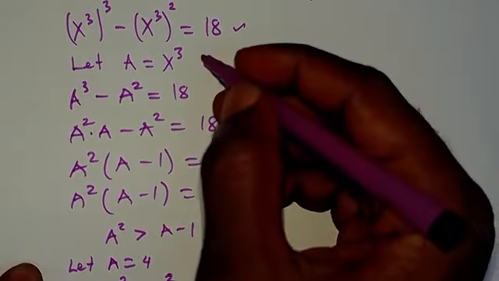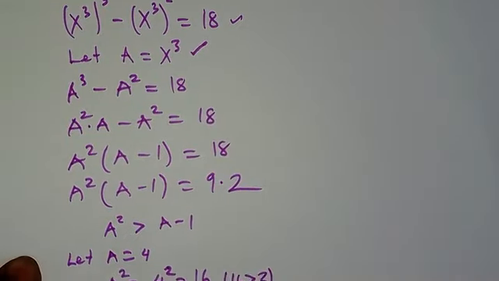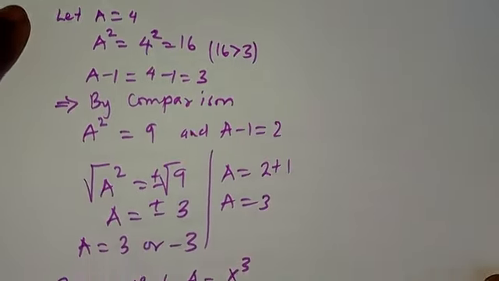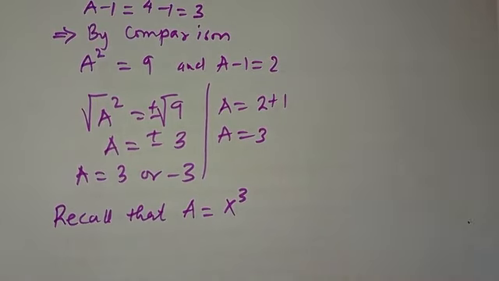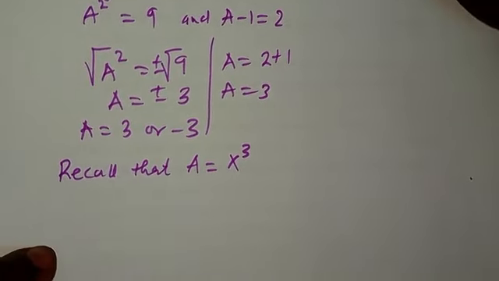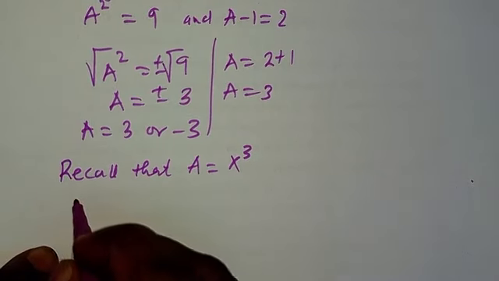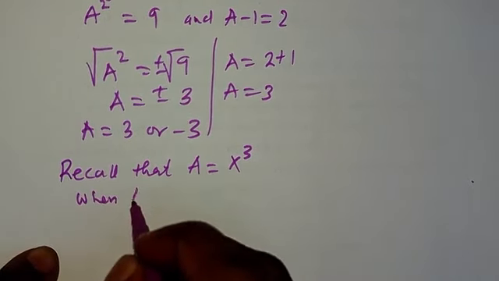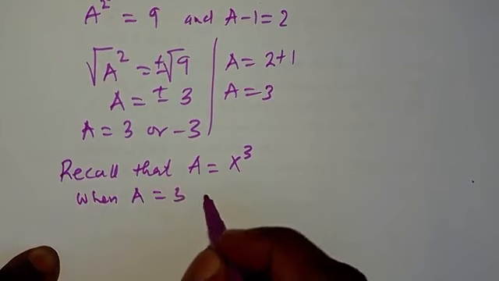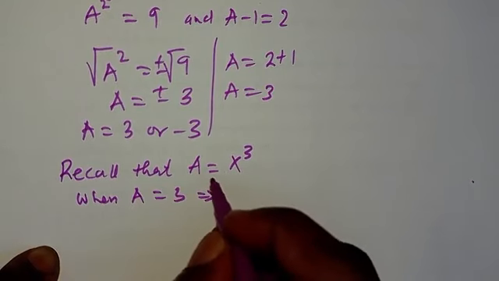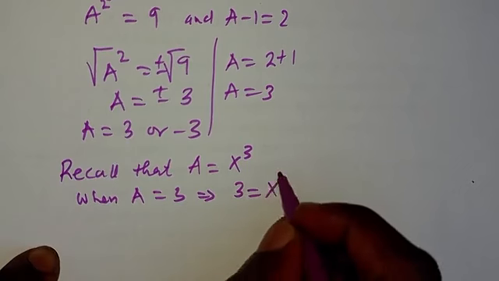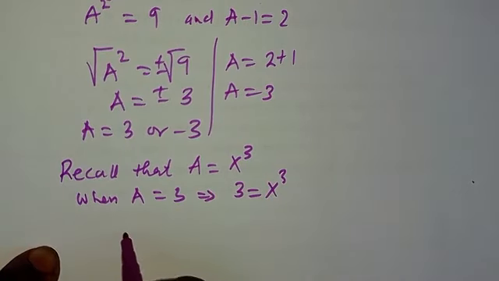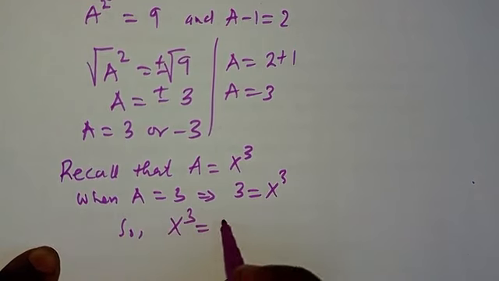So from here, do you understand now? From there, you're going to see that we have what? a equals x to the power 3. So now when a equals 3, this implies that 3 equals x to the power 3. So we're going to see that x to the power 3 equals 3.